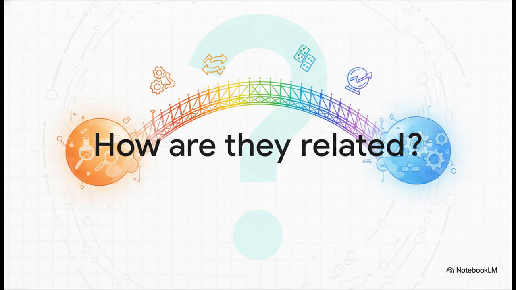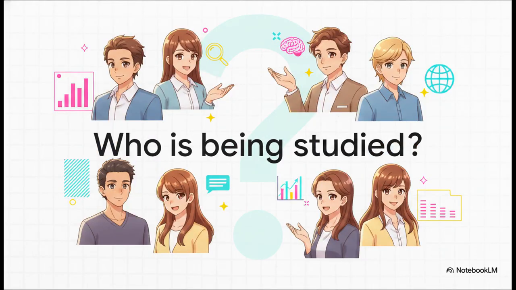Moving fast, question 2. How are they related? This is exactly where your connecting phrase comes in. It determines whether you're looking for a relationship, a difference, an effect, or a prediction. Think of the connecting phrase as the structural bridge between your variables. And question 3 to finish the trio, who is being studied? Adding your population grounds your research in a very specific group. Without this piece, your research just sounds way too vague, or impossibly broad to actually pull off.